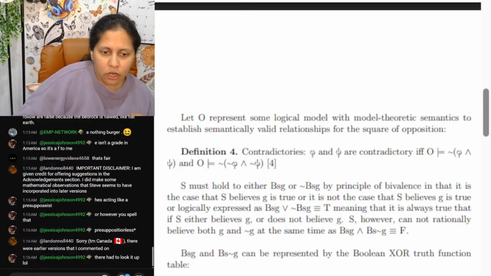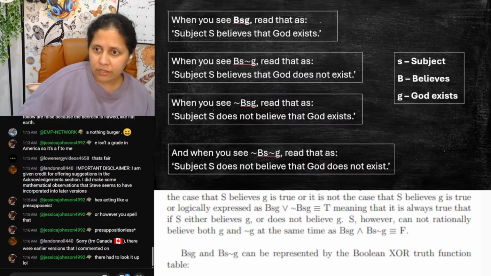Going back, the real contradictory of 'a subject believes God exists' is not 'subject believes God does not exist.' The real contradictory is 'subject does not believe God exists.' These are contradictories, the first one and the third one. And likewise, the contradictory of 'subject believes God does not exist,' this one, is 'subject does not believe God does not exist,' this one. 1 and 3, 2 and 4, these are the contradictories.